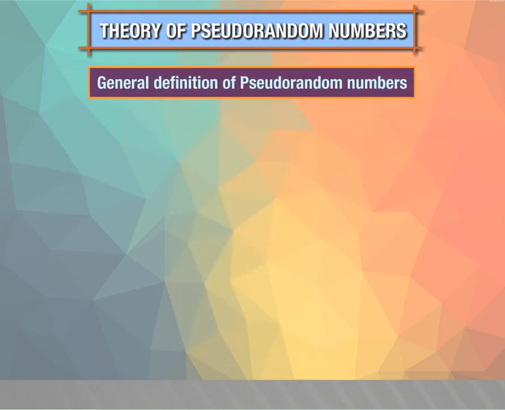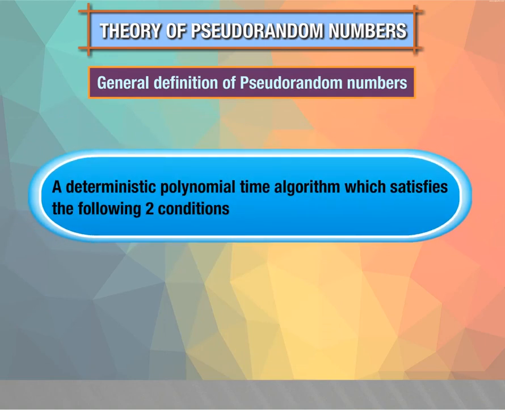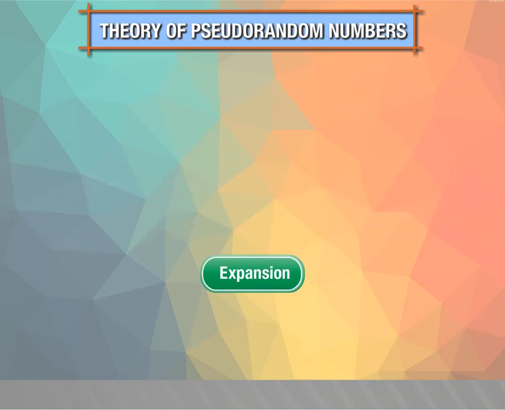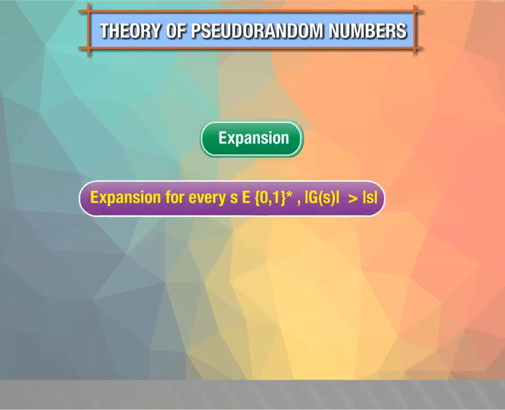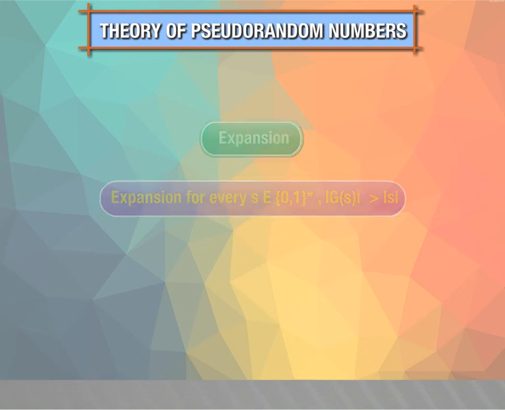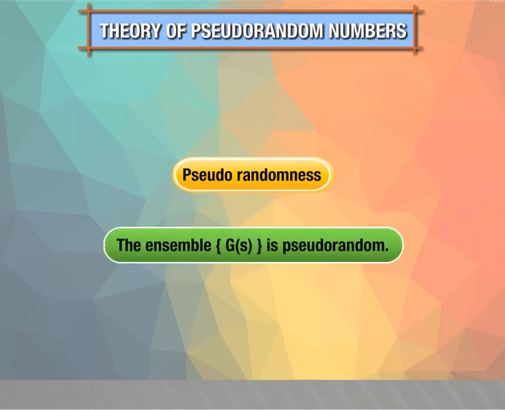General definition of pseudo-random generators: a deterministic polynomial time algorithm G which satisfies the following two conditions: expansion and pseudo-randomness. Expansion: for every s in {0,1}*, the length of G(s) is greater than the length of s. Pseudo-randomness: the ensemble {G(s)} is pseudo-random.